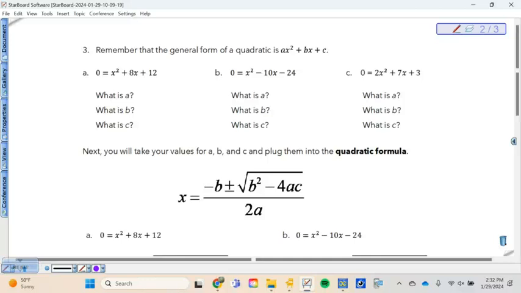What is a in part A? There's no number in front of the x squared, so what is a? 1. If you want, I think there's colored pencils out. If you want to use a different color for each letter, you could do that too. You don't have to. And then what's b in part A? 8. And c? 12.